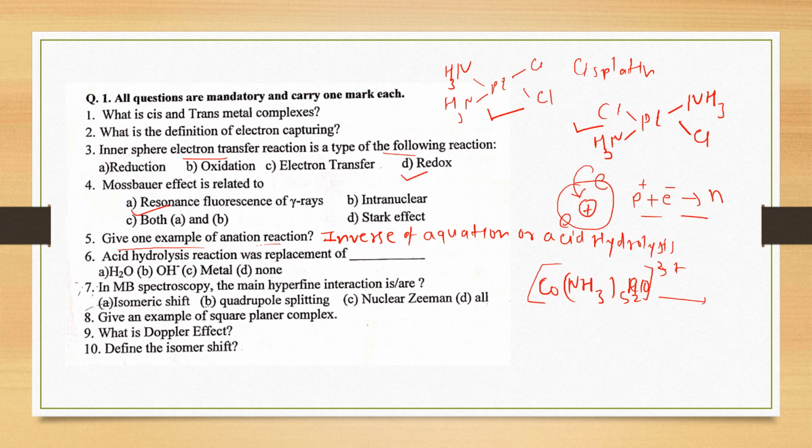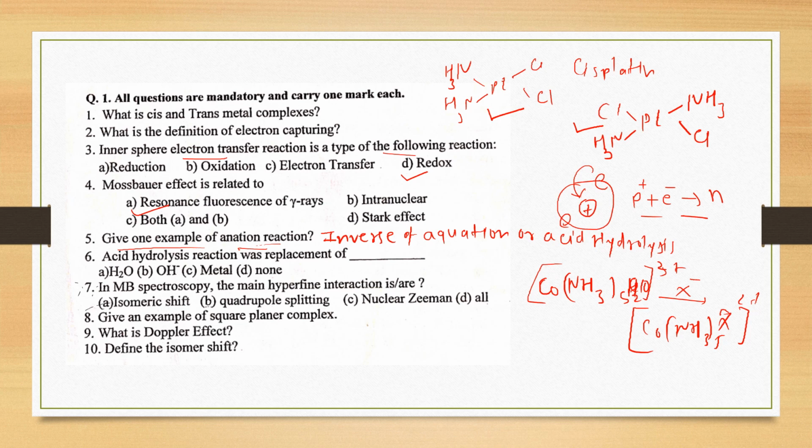Suppose any X ligand comes and it replaces this H2O. Here is H2O. So if it replaces this H2O, then the complex becomes [Co(NH3)5X] 2 plus. So this is the example of this SN1 reaction. X may be any nucleophile.